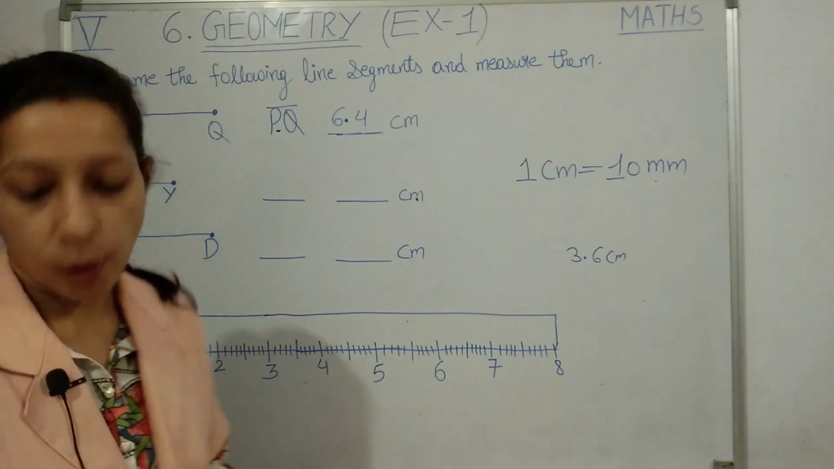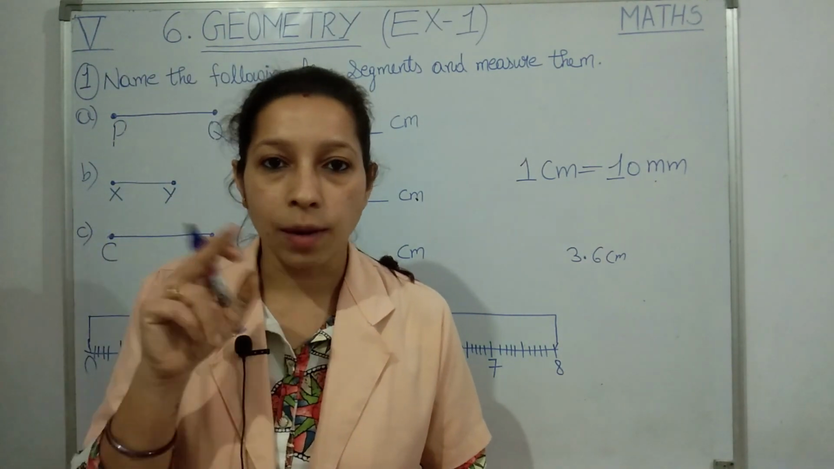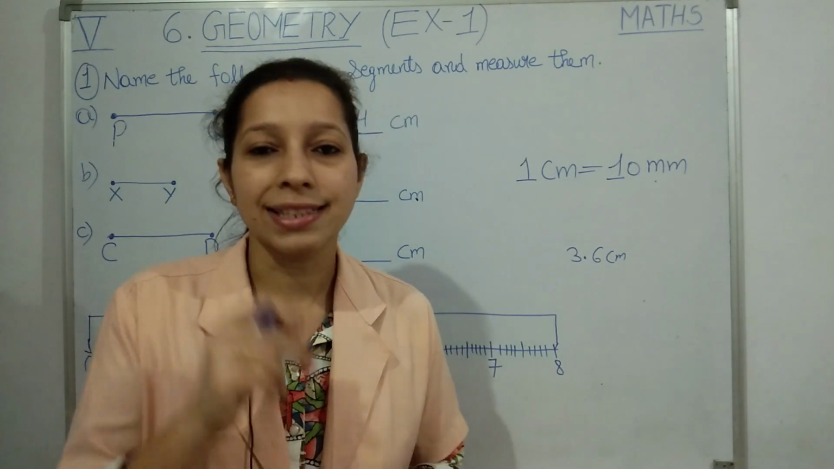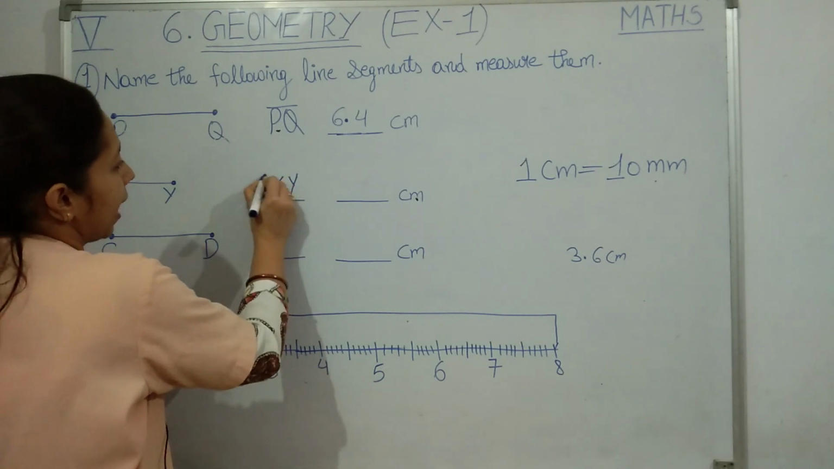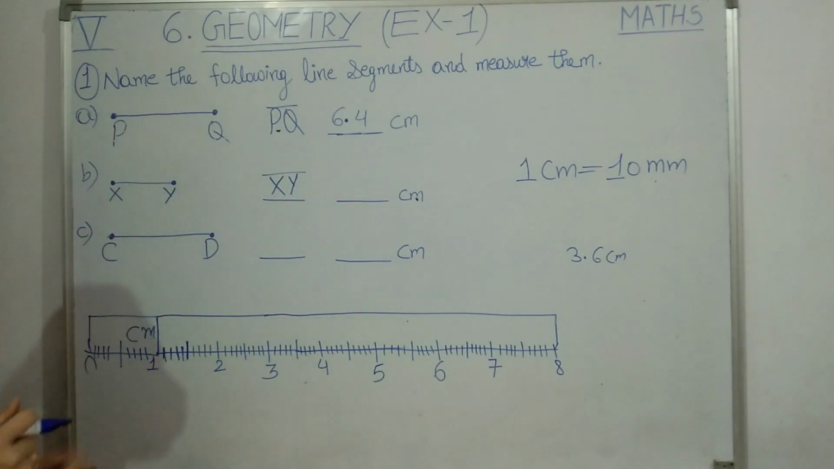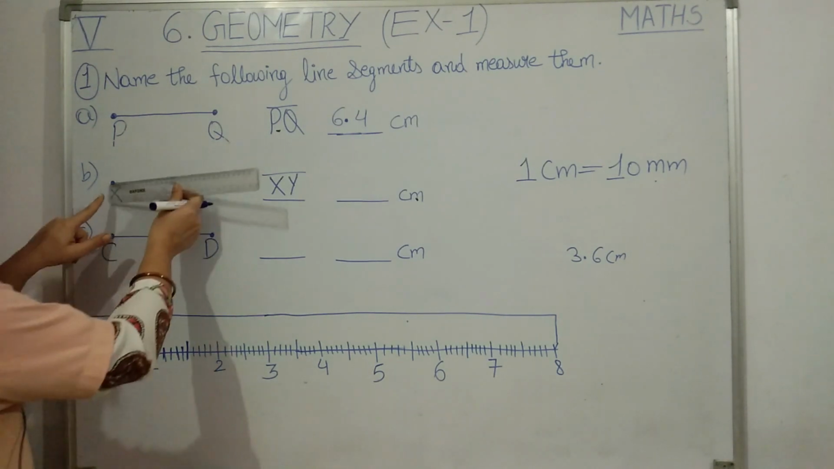Then come on, check B point. XY. What is XY? As you can see, end points are given, so it is line segment XY. First let us write the name. Line segment XY. Measure it. How much is the measurement of XY? You will measure XY also. You will keep your scale at X.